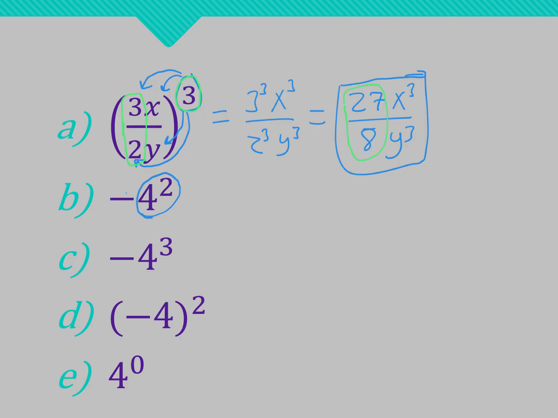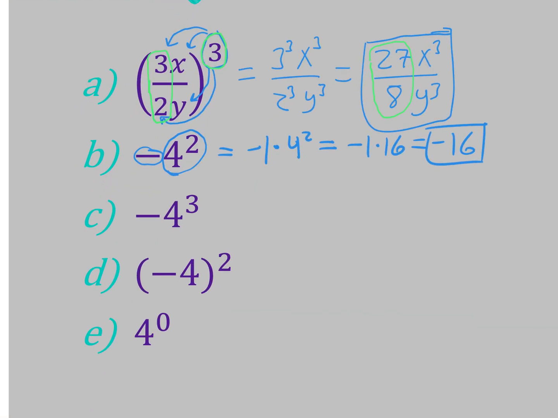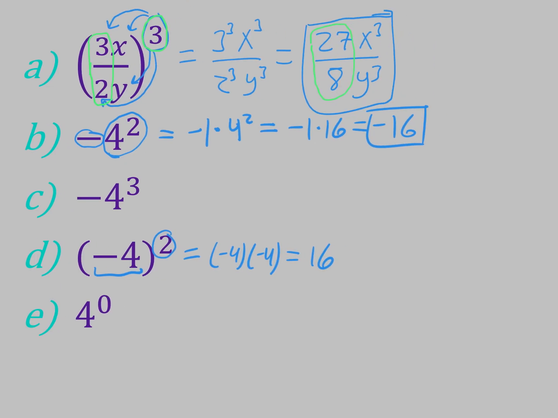I cannot assume that this negative is attached to that 4. Again, if that confuses you, think of this like -1 times 4 to the second power. And then 4 to the second power is 16, so this is -1 times 16, so -16. But if you look at example D, this entire thing is your base, and it's being raised to the second power. So I'm saying -4 times -4 here, which is +16.